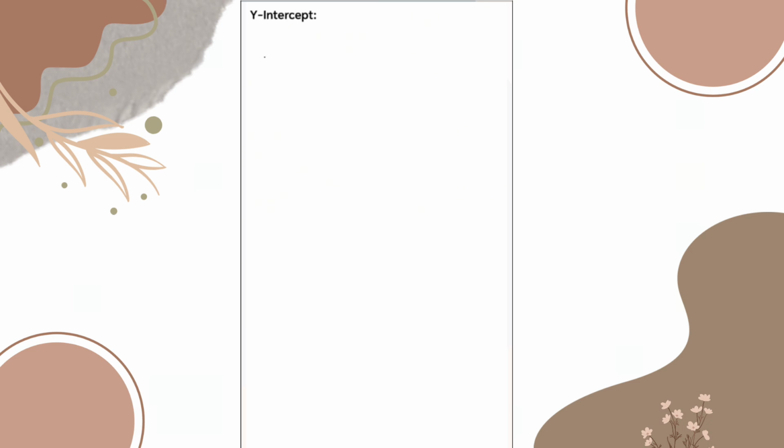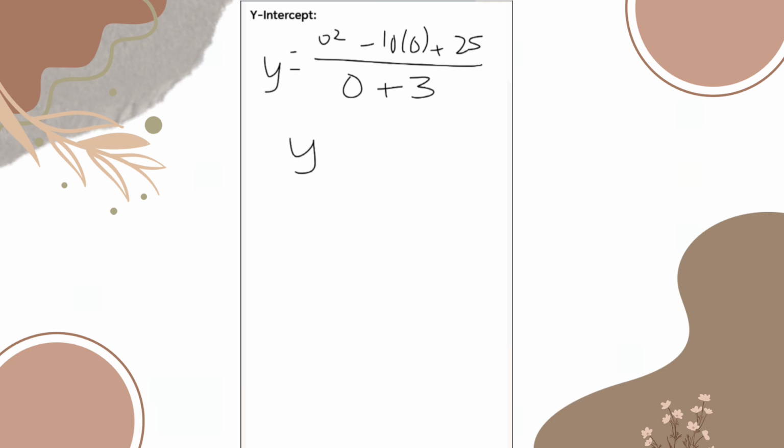So to solve for y-intercept, we let x equal to 0. So from the given we have y equals 0 squared minus 10 times 0 plus 25 over 0 plus 3. Our answer to the equation is y is equal to 25 over 3. And that is our y-intercept.